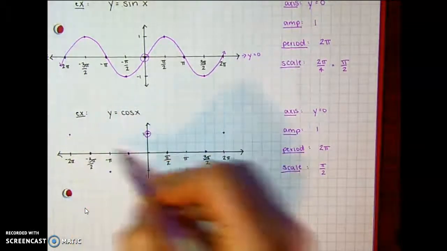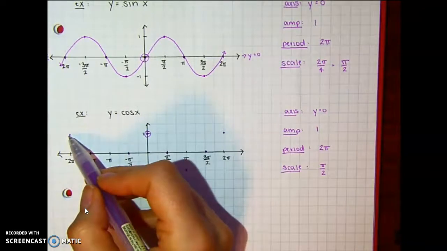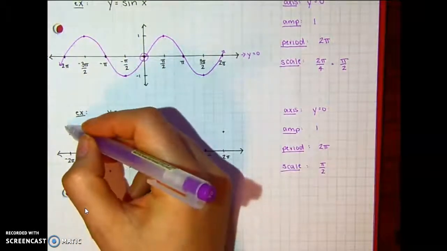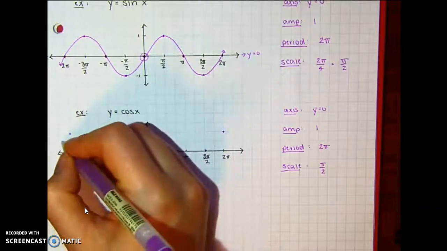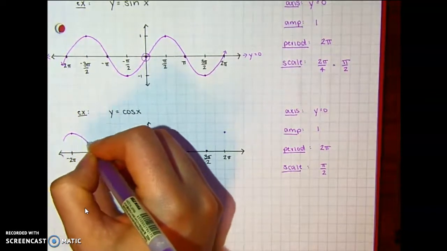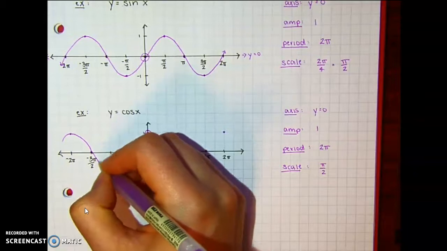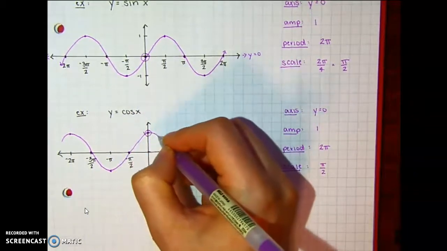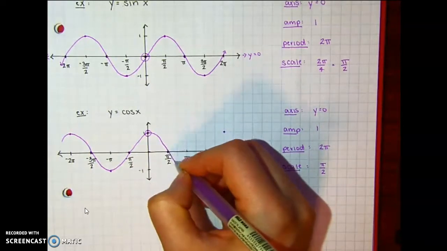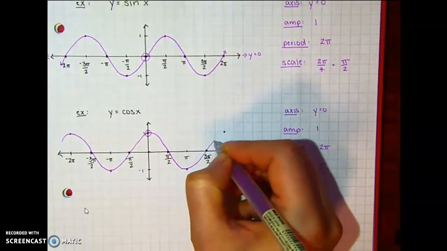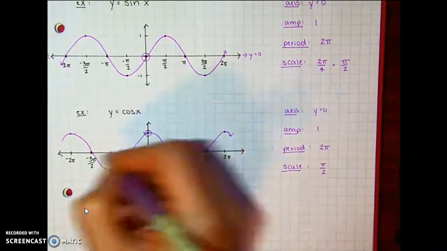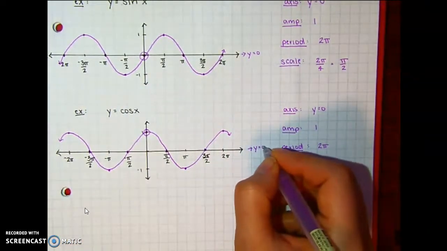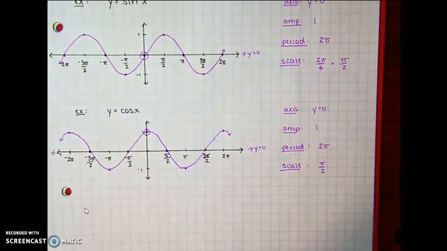Now because our graph is going to start and end at a max, we need to make sure we show that this is going to continue. We don't want to come from up here, so we want to do an initial curve and then get into it. And then again, make sure you graph your axis, y equals 0. Now it's cosine.